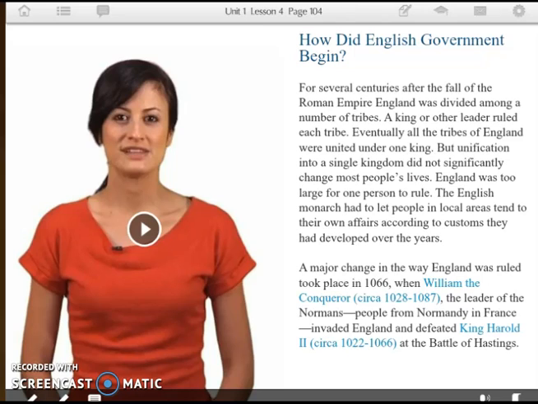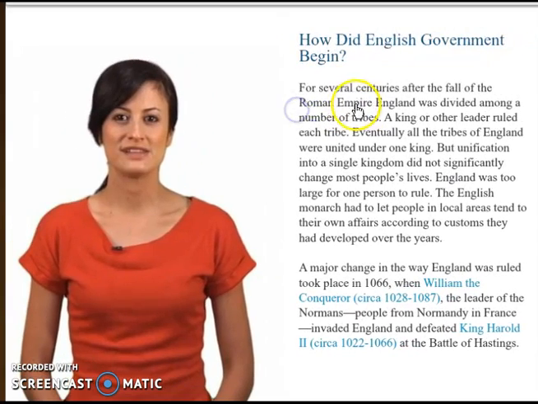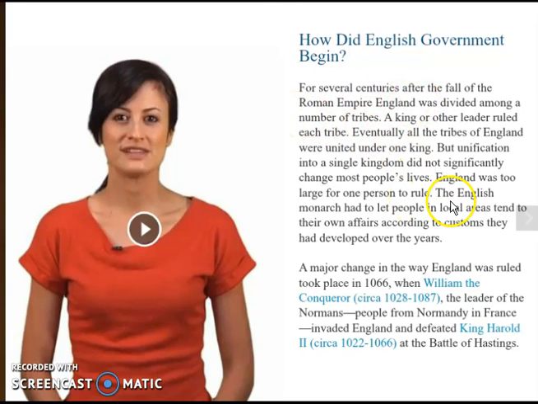So if you've done that, if you've read this section, this page, notice the Roman Empire right here. I mean, the Roman Empire is pretty significant in terms of cause and effect. So after the Roman Empire, a couple of things happen. So it goes down to the bottom. The English monarch had to let the people in local areas tend to their own affairs according to customs they had developed over the years. And then you've got William the Conqueror here, and that's pretty significant.